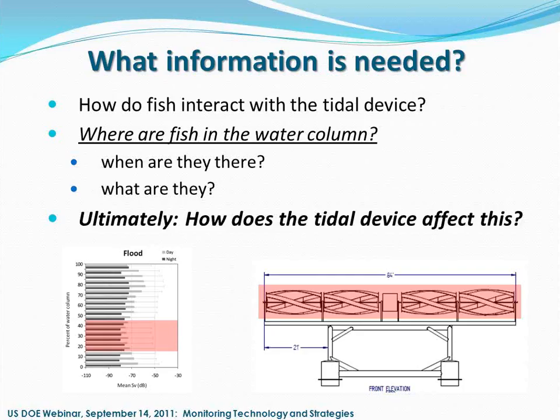We can better understand how they might be impacted. Secondarily, as we went around that loop and came back to the agencies, they identified the need of definitely knowing what the species were that might be interacting with the device. And ultimately, once the device is deployed, we really want to know how the tidal device might affect the vertical distribution of fish in the water column. That gets back to post-deployment monitoring, which I won't really get into too much here.